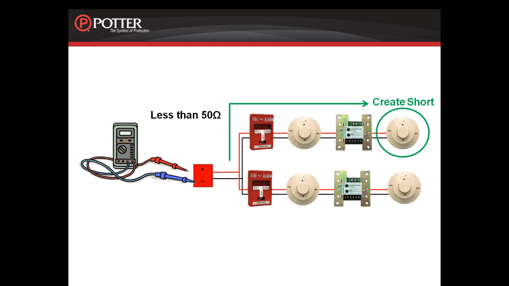Then measure the resistance of the circuit at the panel or the beginning of the circuit. Just remember, it needs to be less than 50 ohms. Repeat this procedure for the remaining branches. The total DC resistance for the control panel to each branch cannot exceed 50 ohms.